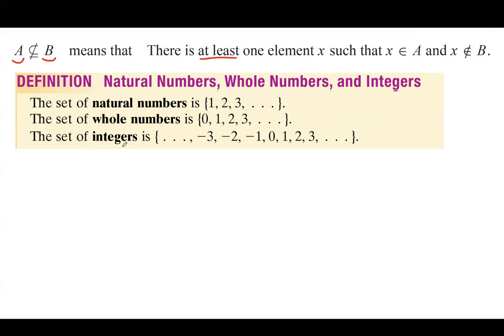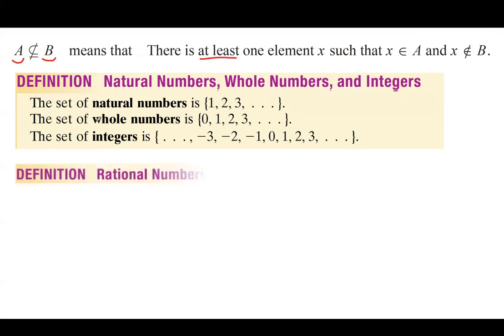So what's the relation between natural numbers, whole numbers, and integers? Natural numbers is a subset of whole numbers, but whole numbers is not a subset of natural numbers because whole numbers has 0, but natural numbers doesn't have 0. What about integers? Natural numbers is a subset of integers. Whole numbers also is a subset of integers, but the set of integers is not a subset of these two sets.